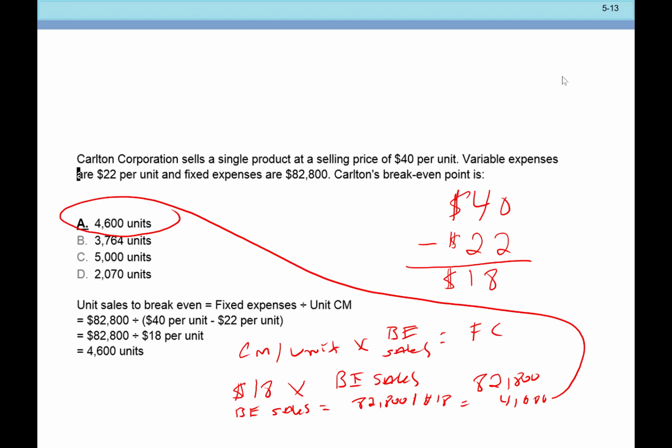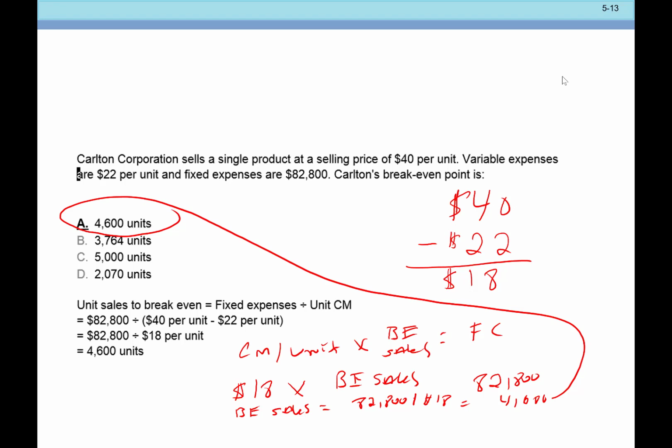Where I was going with this is we want to make a profit, don't we? And so we have another break-even analysis. So much for my great timing, okay? So we have a sales price per unit of 40 minus the what? Variable expenses is 22. That's $18 contribution margin per unit. We set this up. Contribution margin per unit times the break-even sales equals fixed cost. Again, do the algebra, and it's what? 4,600 units.